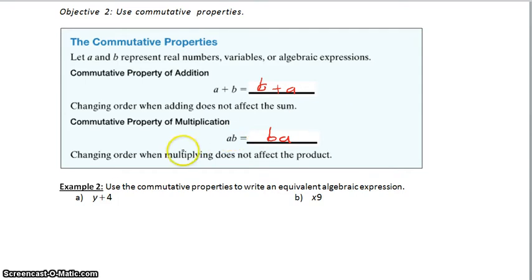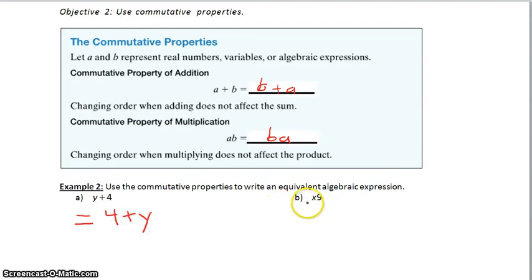Now, we come down here to example 2. We have a few problems here. We have y plus 4, and it says use the commutative property to write an equivalent algebraic expression. Y plus 4, since that's addition, we know it doesn't matter the order we add in, we will have the same result. So our answer here would be 4 plus y.